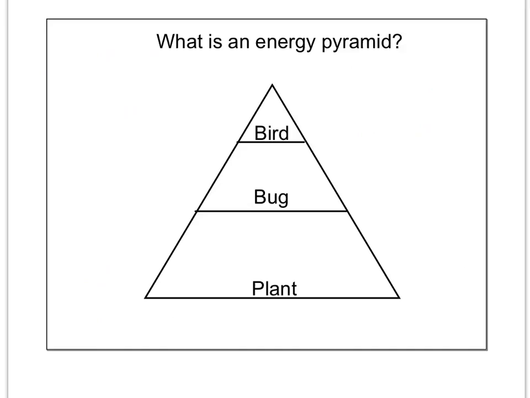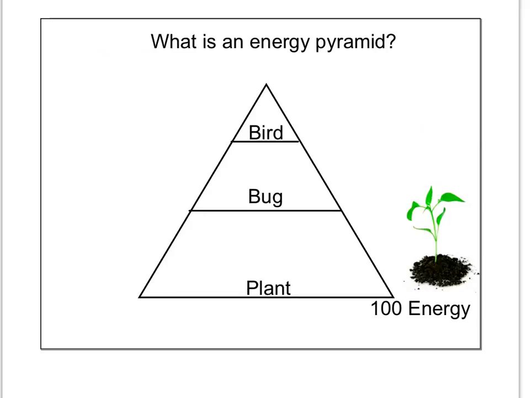In order to help explain this heat loss at each level of consumption, we will use a diagram called an energy pyramid. An energy pyramid simply shows the amount of energy that is present at each level of the food chain. The plant producers are the bottom of the energy pyramid, just like they are the base of any healthy ecosystem and food chain. In this example, we're going to say that the amount of energy at the level of the plants is 100 energy units.